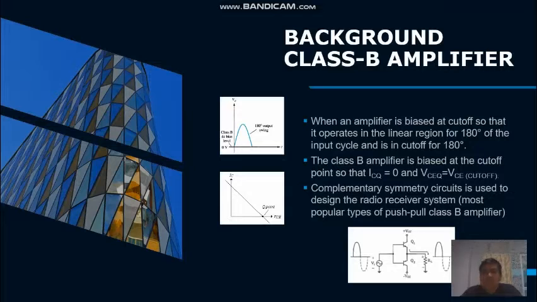A complementary symmetry circuit is used to design our radio receiver system. This is because the circuit is the most popular type of push-pull class B amplifier. We use a complementary symmetry circuit instead of transformer coupling because it can reduce the weight and cost, since there is no need for a center tap transformer. A center tap transformer makes the circuit bulky, heavy and costly. The figure below shows the output of the complementary symmetry circuit in the positive cycle.